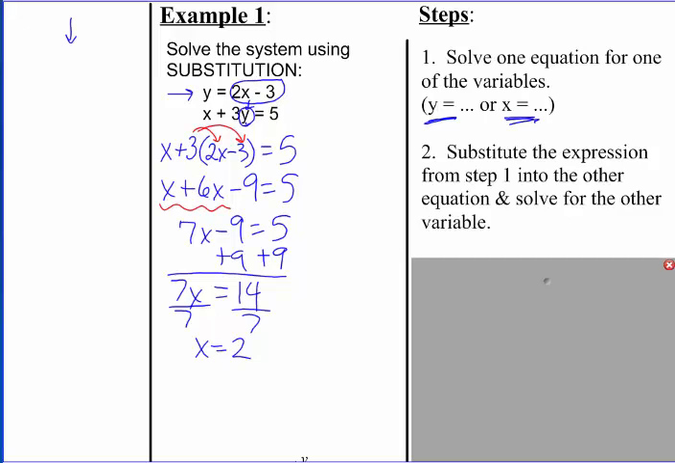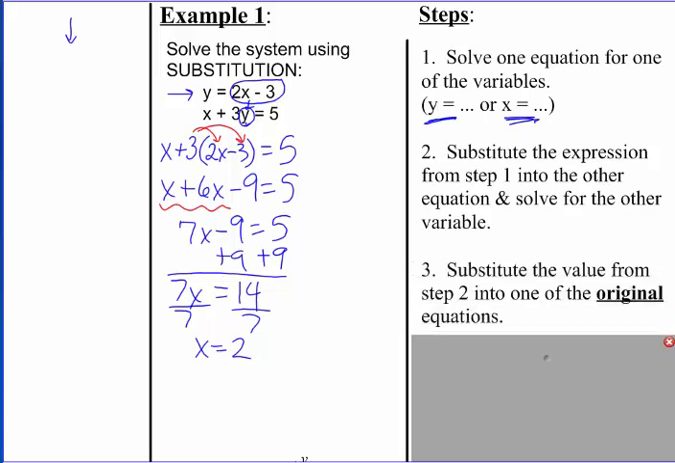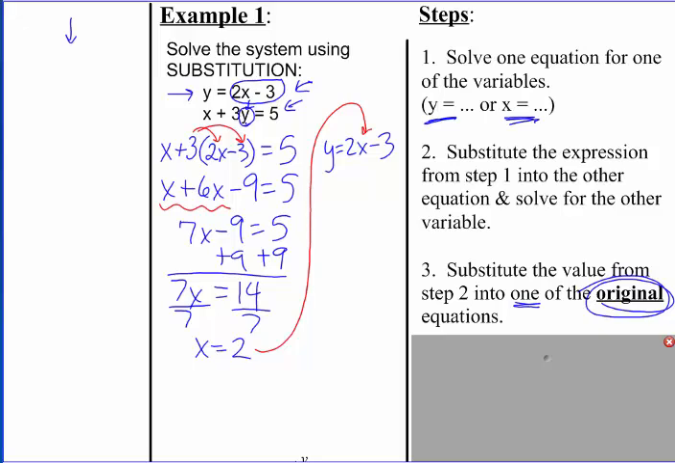Once you've gotten the value of one variable, you need to substitute that value from step 2, in our case x equals 2, into one of the original equations. It has to go into one of the original equations, so that's back up here, one of those two equations. I'm going to use the top one, y equals 2x minus 3. You take your x value and plug it into the x spot. So y equals 2 times 2 minus 3, because the x value is 2, so that's the number I plug in. Order of operations, multiply first, 4 minus 3.